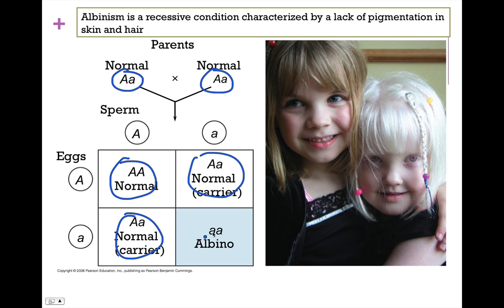However, there is a chance that a child will receive a little a, little a combo. Now, in this case here, this is what we call albinism, where there's a lack of pigmentation in skin and hair, and you can see it in this little girl here. So, in this case, a little a, little a combo will lead to albinism in a child, and they had a 1 in 4 chance of that occurring.